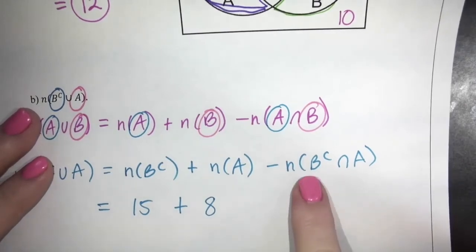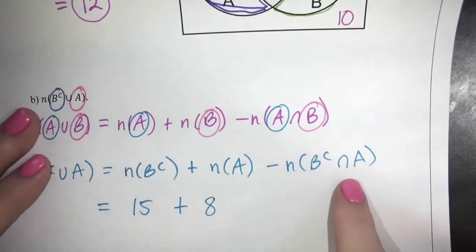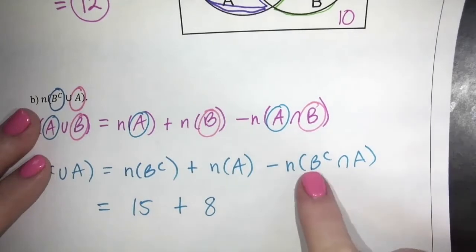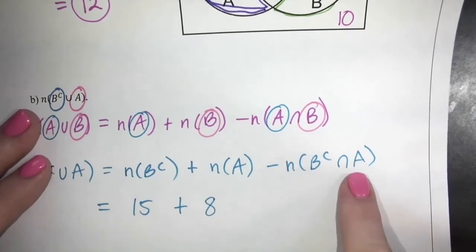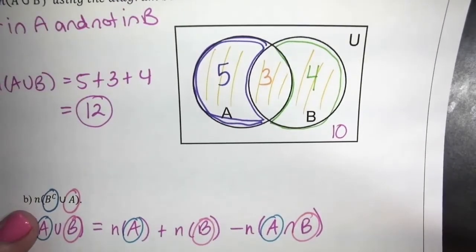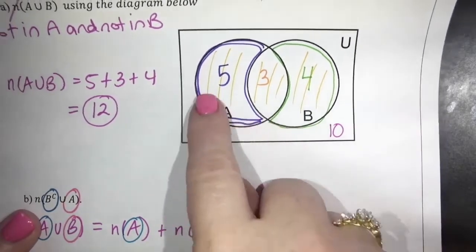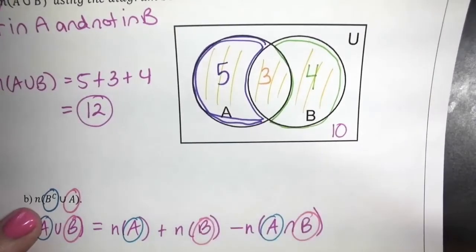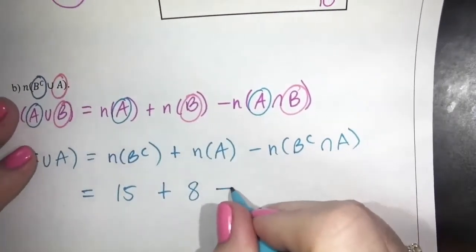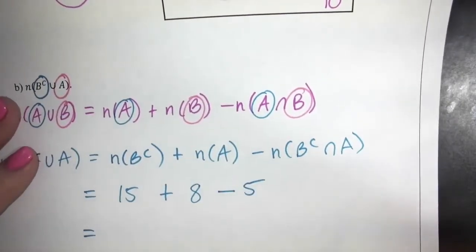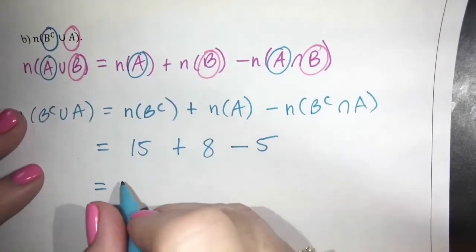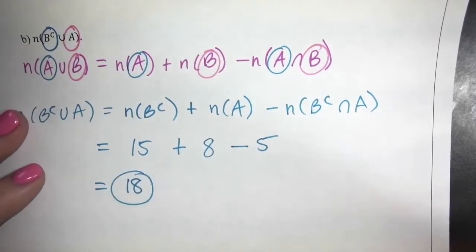And then this says not in B and in A, or A and not B, same thing, right? Not in B and in A. So look at your picture. Where is not in B and in A? So that would be this moon shaped here, this 5, in A and not in B. So we minus 5. So 15 minus 5 is 10, 10 and 8, so 18.